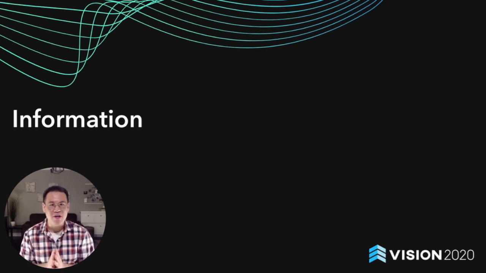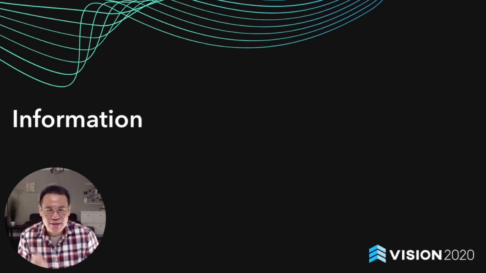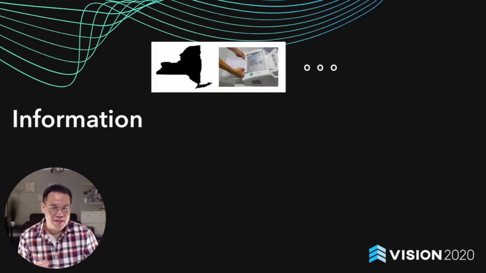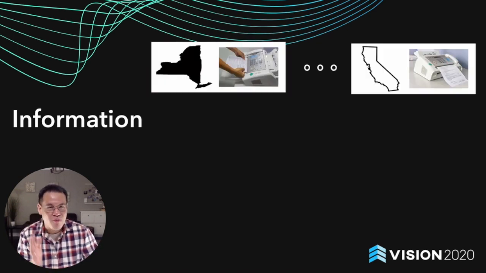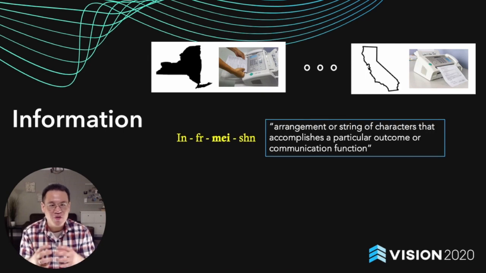What exactly is information? For example, when an assistant dictates something in New York and then sends it to LA via fax, something arrives in Los Angeles. But the paper itself didn't originate in New York, only the information. Nothing physical, and yet something did arrive, something more than matter itself. So information can be defined as an arrangement or string of characters that accomplishes a particular outcome or communication function.